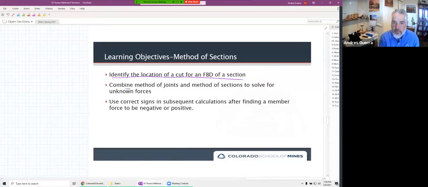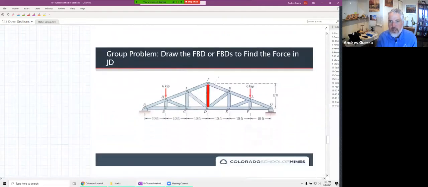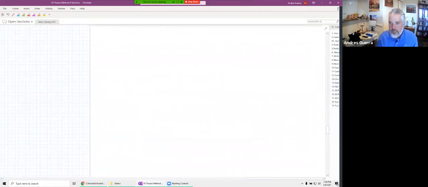We also can combine method of joints to solve for unknown forces, so we can use both of them at the same time. Remember, no FBD will contradict another FBD. And then use our correct signs on subsequent calcs after finding a member force to be negative or positive. And actually, we talked about that last time. Okay, so we're not going to do that one here first.